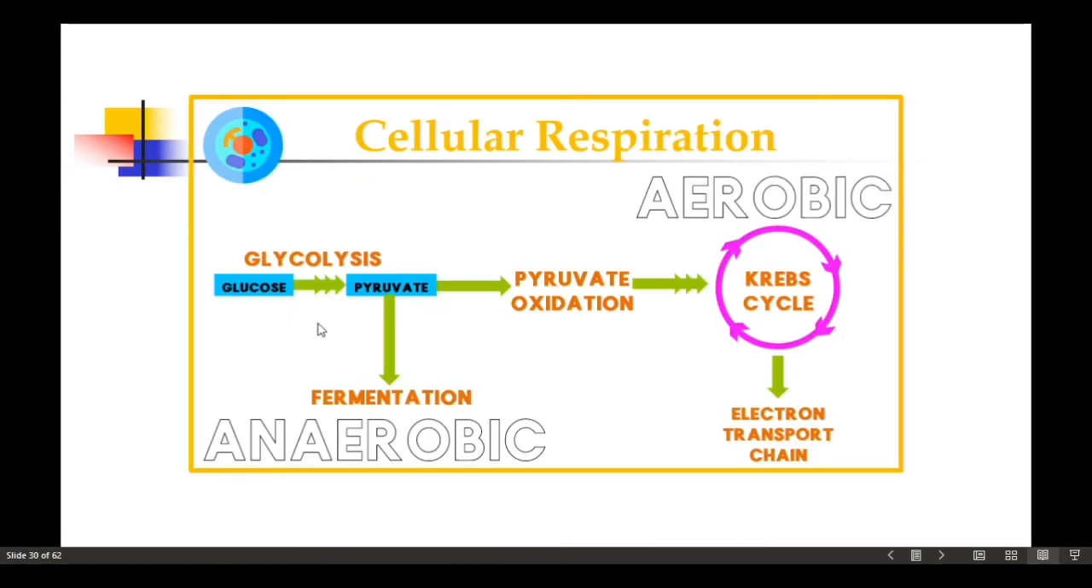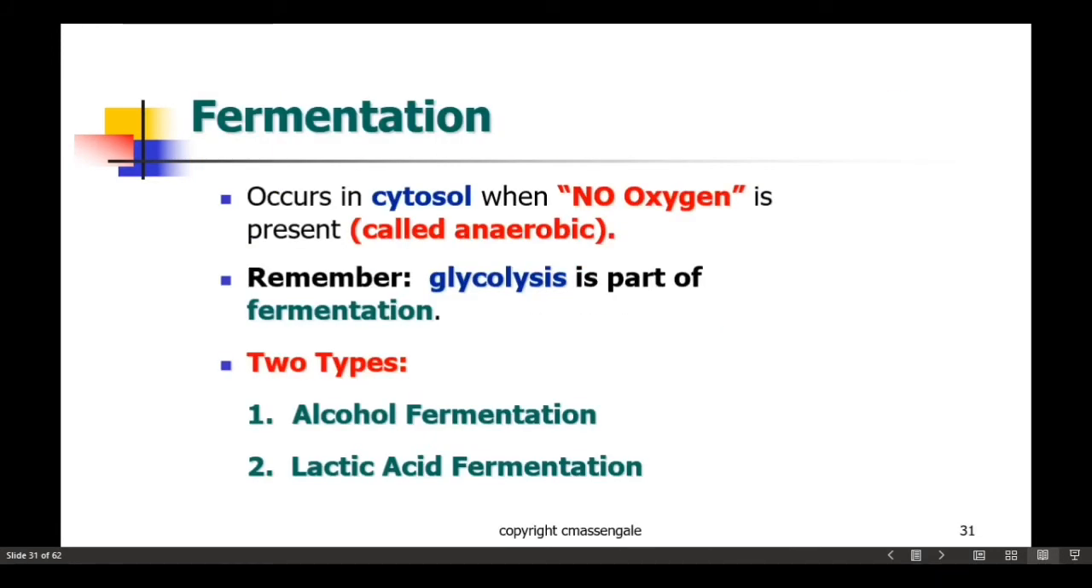Now we're done with glycolysis. By the way, glycolysis is anaerobic, or it happens without the presence of oxygen. Now, let us go to fermentation. Again, if there is still no oxygen, the products of glycolysis will enter anaerobic respiration or fermentation. Still the same as glycolysis, this process happens in the cytosol of the cytoplasm.